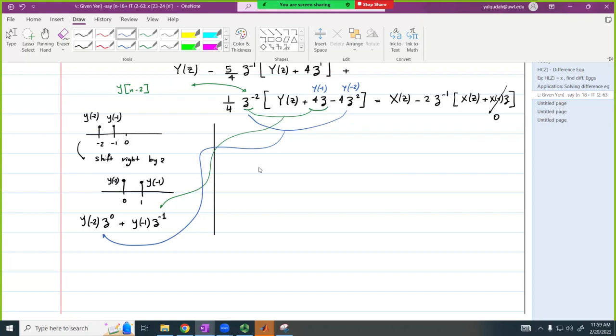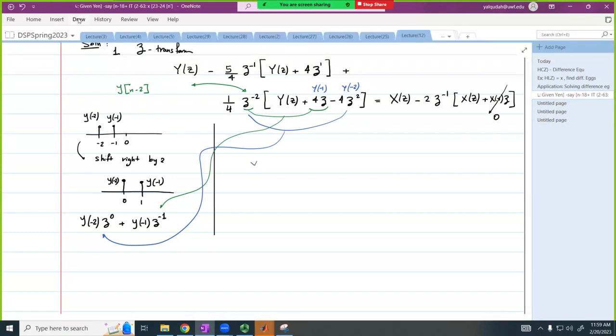So continuing, we're going to have y of z multiplied by 1 minus 5 over 4 z to -1 plus 1 over 4 z to -2. This is going to equal x of z multiplied by 1 minus 2 multiplied by z to -1. And what else am I going to have?